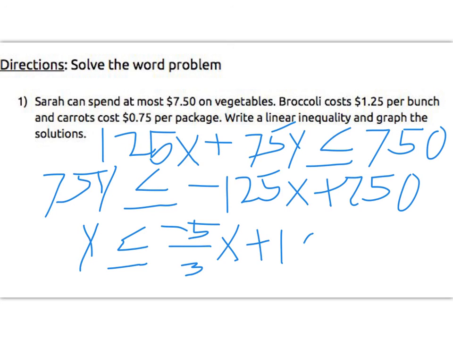Then you're going to graph from here. So I'll do my graph in the corner over here. You're going to go up 10. I'll say this is 10 right here. Then you want to go down 5 over 3. So let's pretend down 5 over 3 is around here. And you want to make a solid line since it's less than or equal to. And since you're graphing down, it's going to look like this.